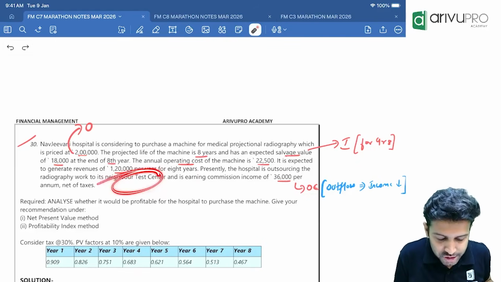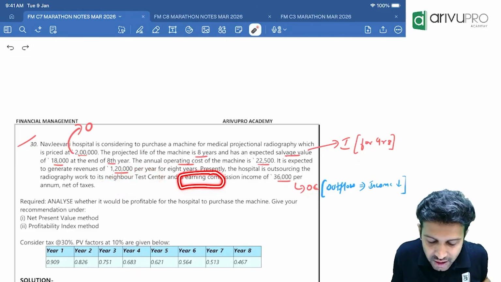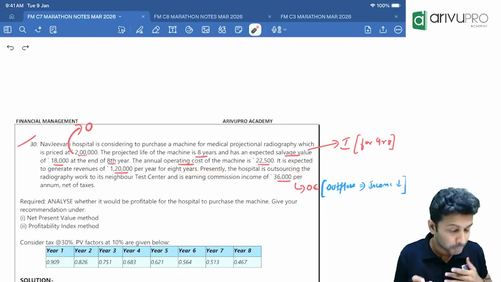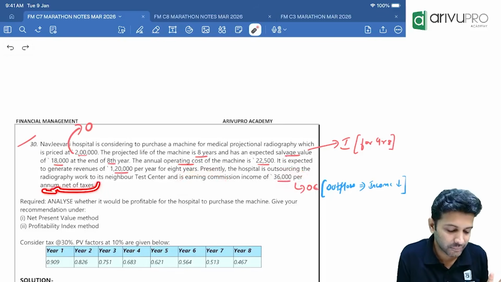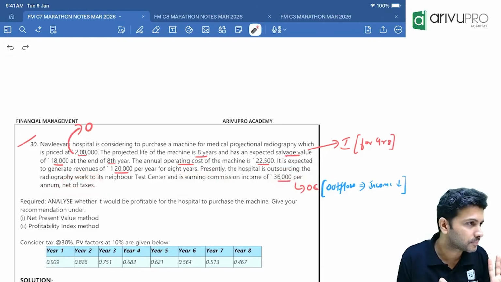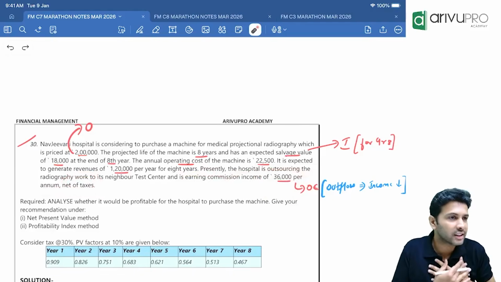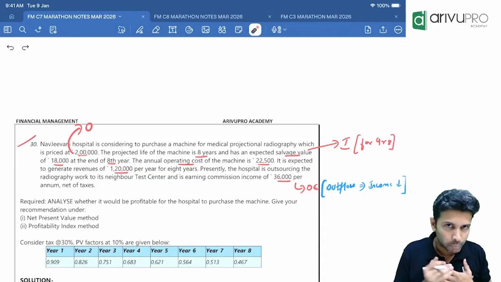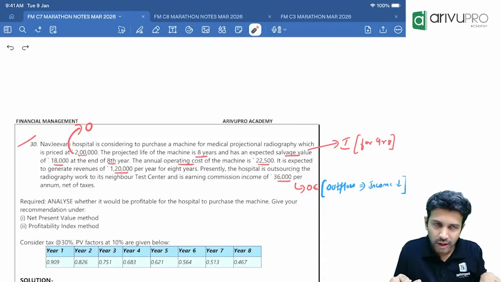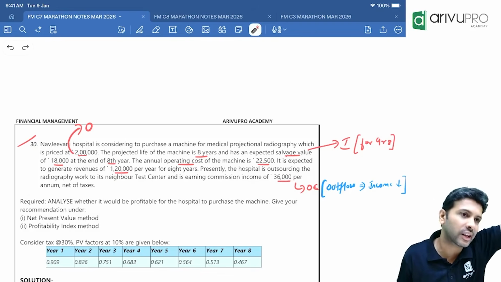We are outsourcing this to a neighboring test center and we are earning a commission of 36,000 per annum, net of tax. This is after tax. Currently, we are getting this commission. Why? Because we don't have X-ray machinery. Hence, we are outsourcing this work to the test center.